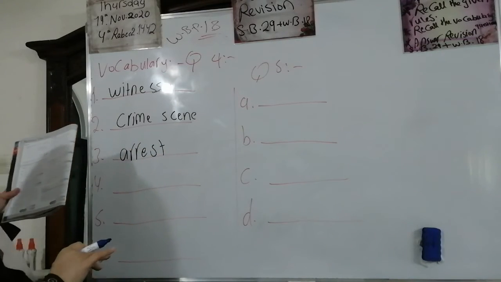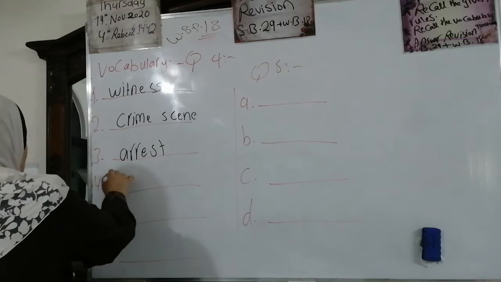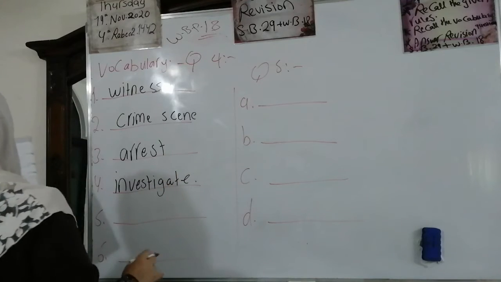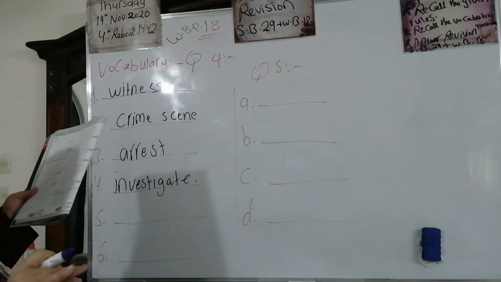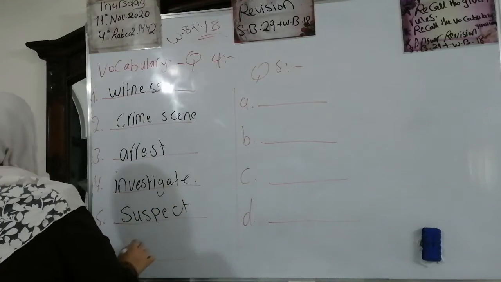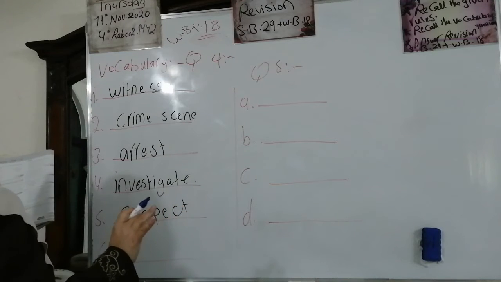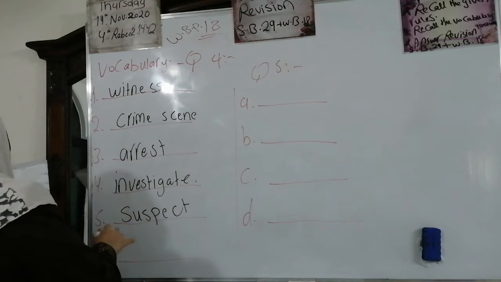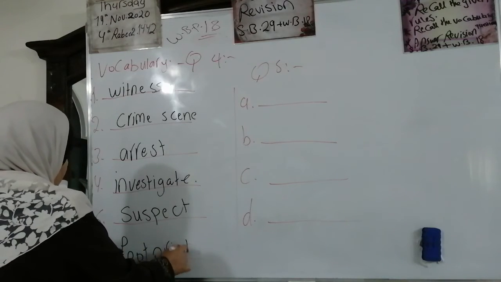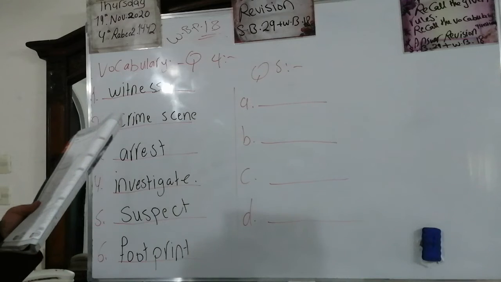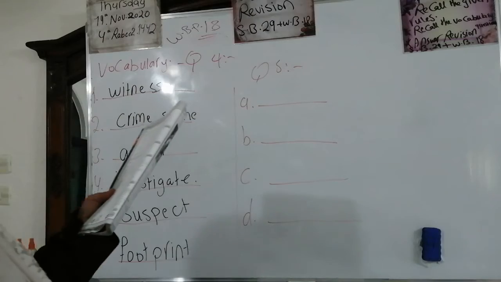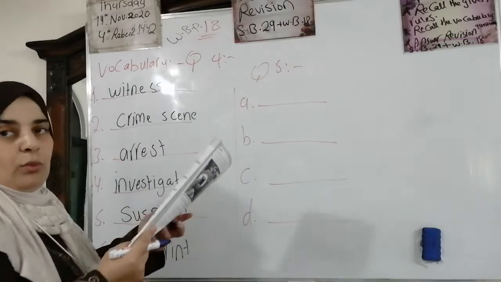Number 4, the action when you look closely at evidence, which is investigate. Number 5, the person who is possibly responsible for doing something bad, he is the suspect. Okay. Number 6, the last one, the mark that your shoes or feet leave on the ground, which is footprint. Okay, footprint. Now let's move to question number 5. Complete the text with the correct present simple form of these verbs. We have look, turn, work.